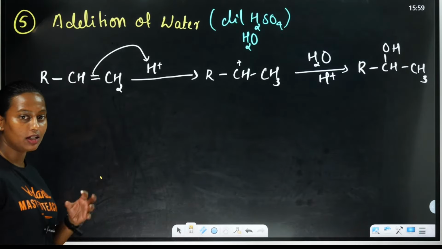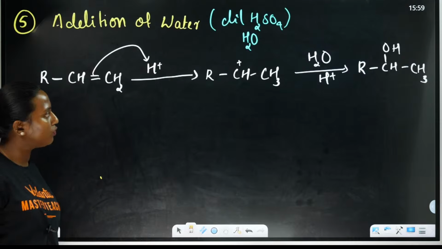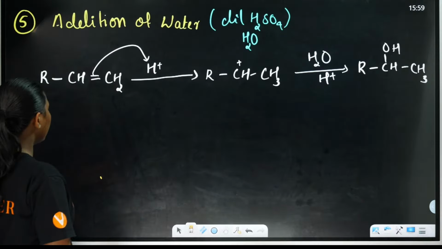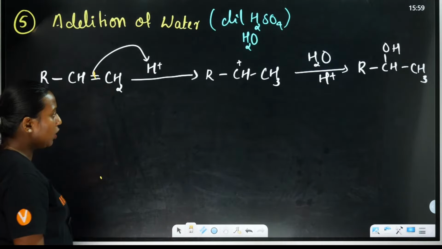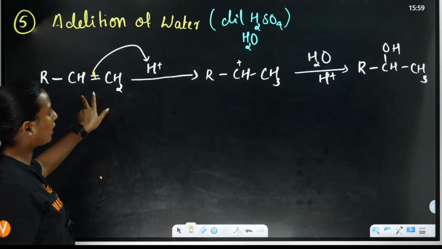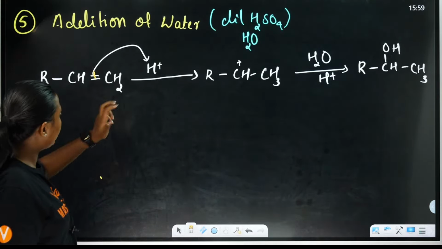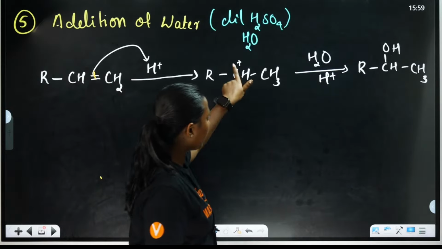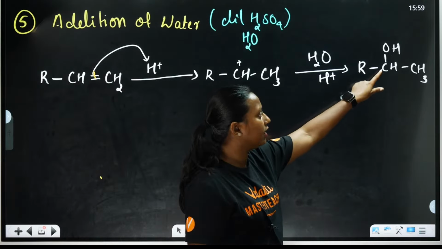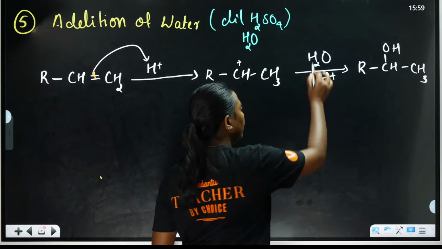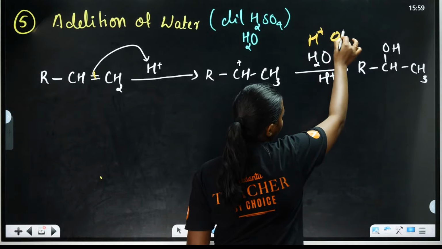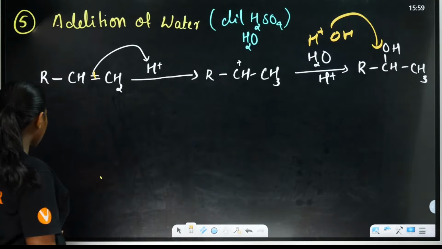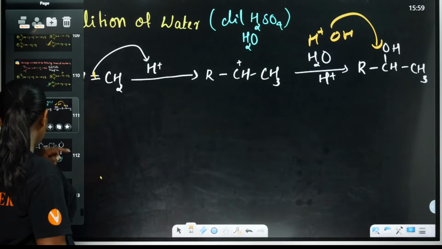Then we are moving to next, addition of water in presence of dilute H2SO4. என்ன நடக்குது, same, இந்த double bond break ஆகும், hydrogen will come. Hydrogen Markovnikov's rule தான் add ஆகுது. So carbocation form ஆகுது. Water ல இருந்து we know that H plus and OH minus is there. So OH minus ion will attach to the carbocation.